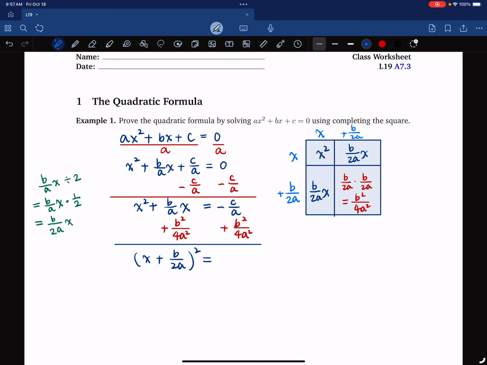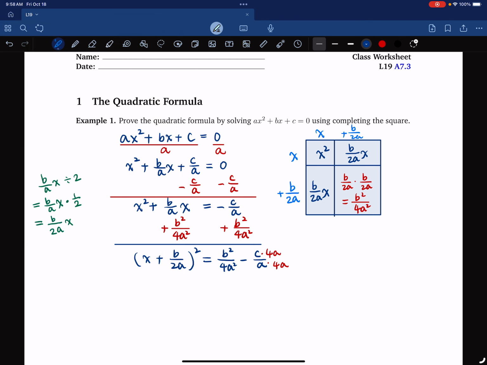Equals the right hand side, I'm going to write as b squared over 4a squared, subtract c over a. And then I'm going to simplify the right hand side. Notice that on the right hand side, we have 4a squared and a, these two denominators. The LCD is 4a squared. So I will write the second fraction right here. Do the transformation: multiply both the top and the bottom by 4a so that the denominator becomes 4a squared as well, and then that will allow me to combine the right hand side.